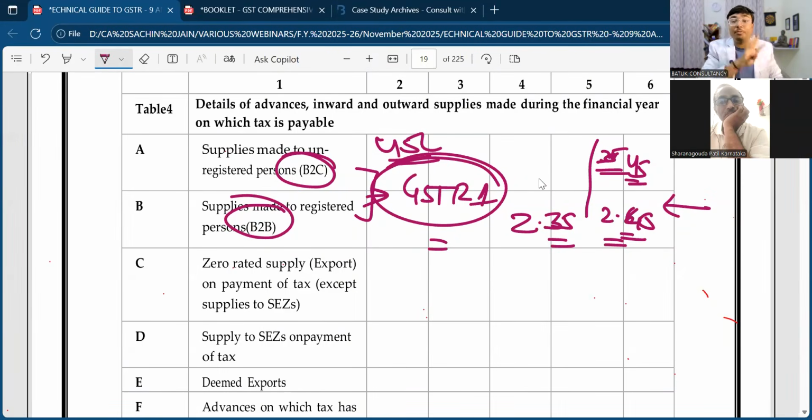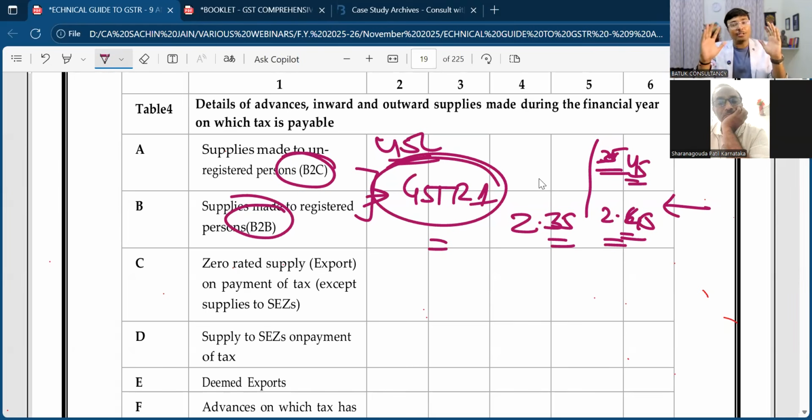Put the figures as per your books of accounts. If in your GSTR-3B and 1 you have paid less tax, then automatically liability will be created. You have to pay it while filing the GSTR-9 return if not paid yet. And if the same has already been adjusted in the subsequent period, in that case, you have to report it. We'll discuss where to report. But if there is a difference, we have to report as per books of accounts.